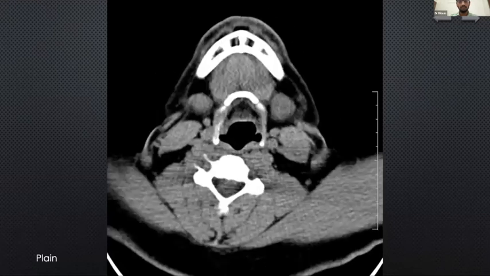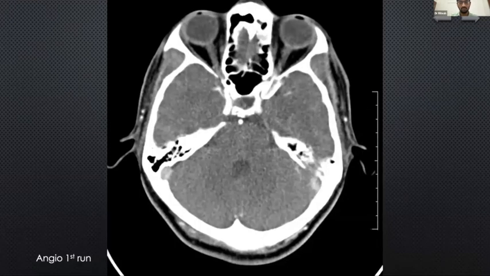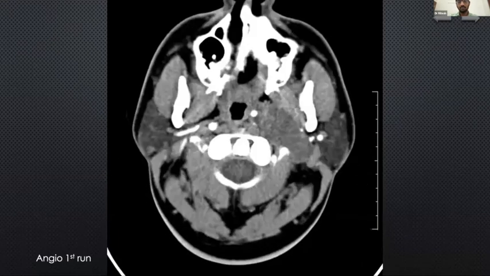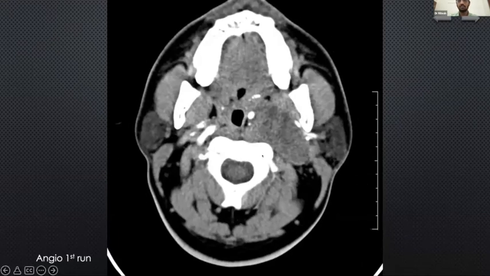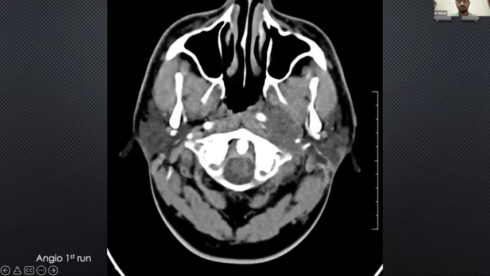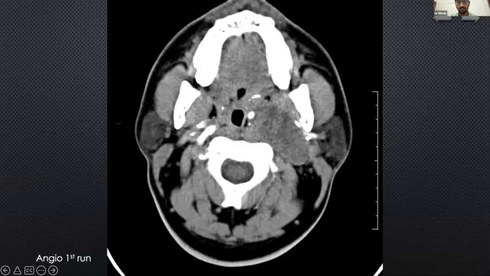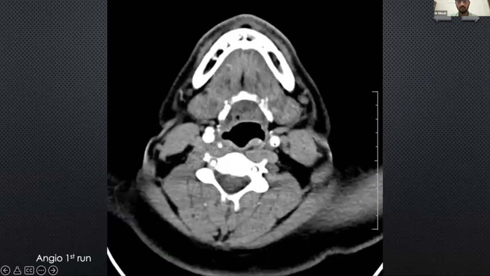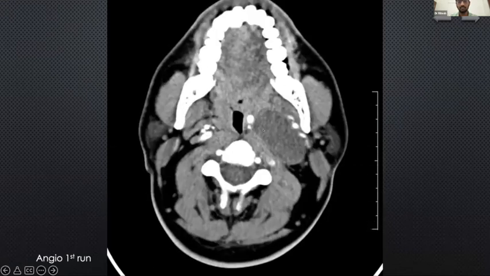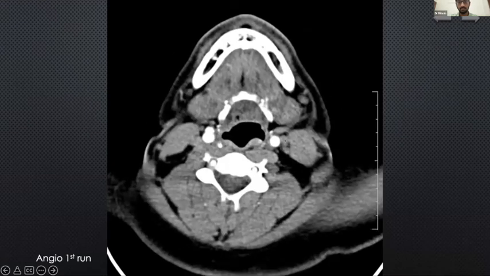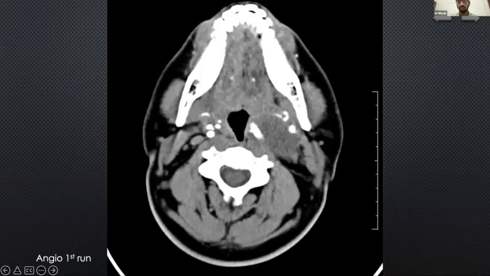And proceeded to the contrast angio. The same lesion was not showing significant enhancement. This is the common carotid artery, and I could see this lesion splaying the internal and external carotid apart, and partly this might be the IJV, which is also being pushed posteriorly.